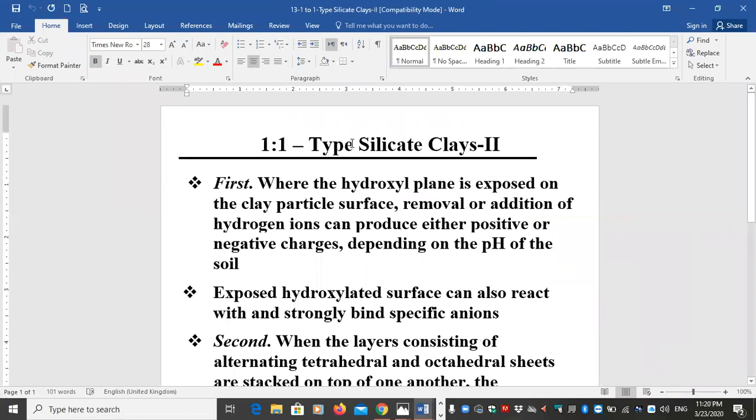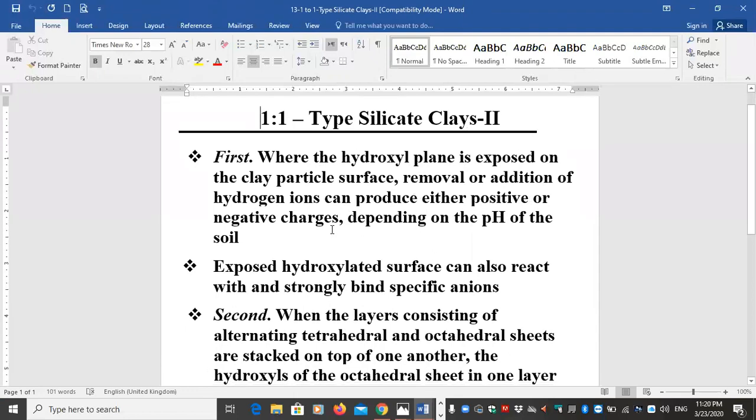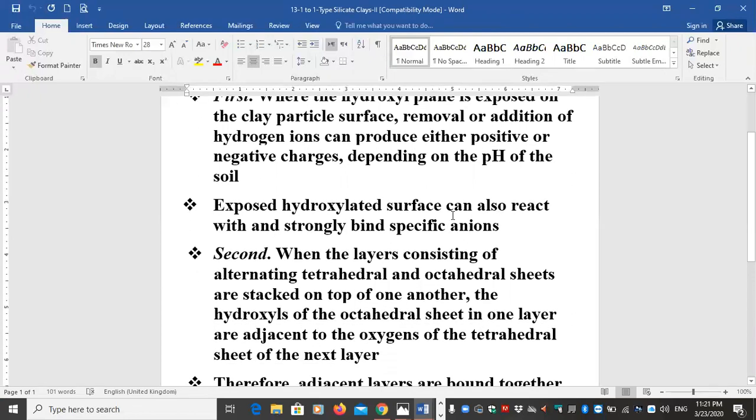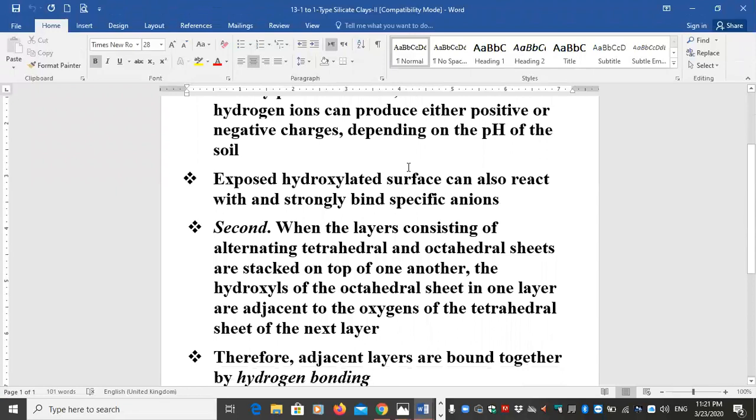So what are the consequences of the hydrogen bond between the tetrahedral and octahedral sheets? First, where the hydroxyl plane is exposed on the clay particle surface, removal or addition of hydrogen ions can produce either positive or negative charges depending on the pH of the soil. We will study this a little bit later. Also, I will review it, although you should have known all these in the undergraduate course. Exposed hydroxylated surface can also react with and strongly bind specific ions. We also cover this in the undergraduate course.